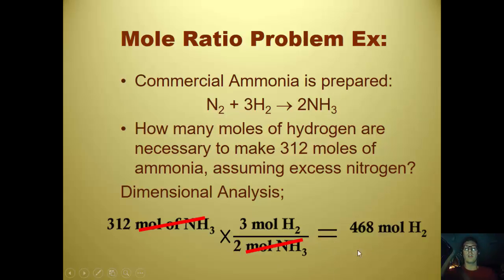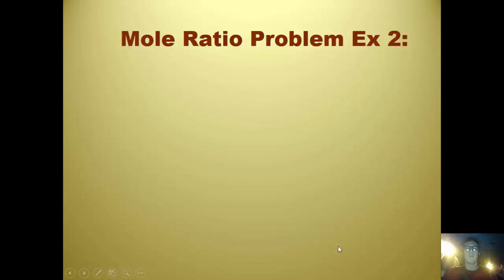And that equals 468 moles of hydrogen. Just multiplying across, dividing by 2. 312 times 3 divided by 2. 468 moles of hydrogen. And again, sig figs in equals sig figs out.